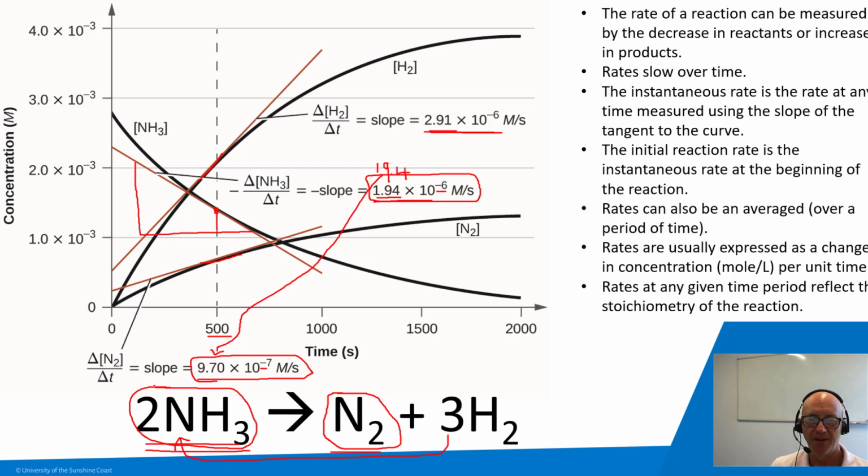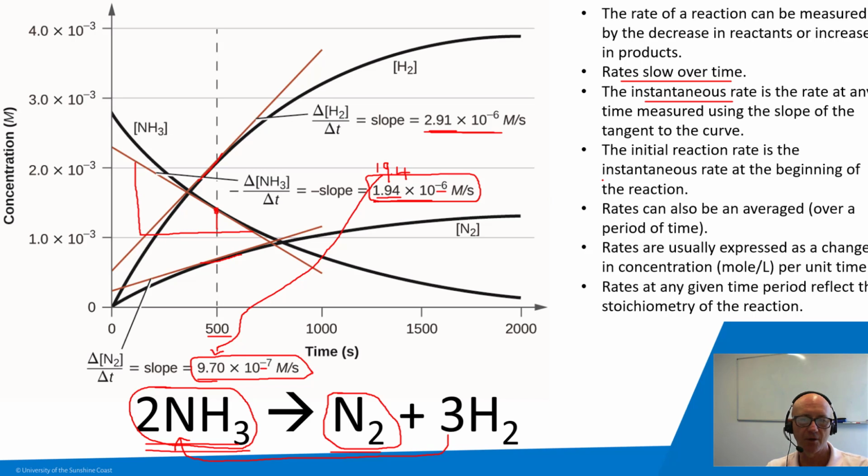And of course, that means those molecules can't react as quickly, there's not as many of them. And so you would expect the rates to slow over time. I've talked about the instantaneous rate. It's the rate at any time measured as a tangent to the curve. You can see why that has to be the case.